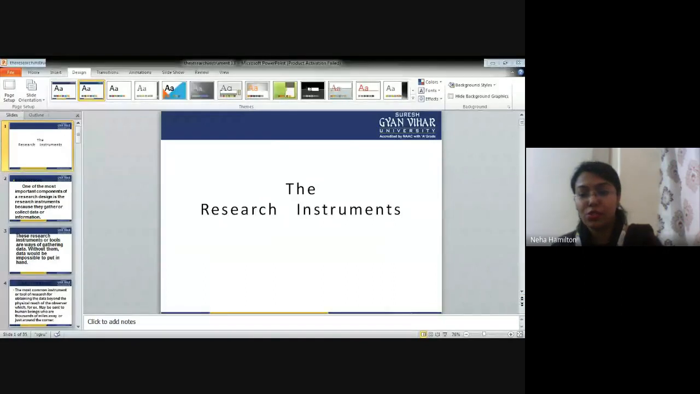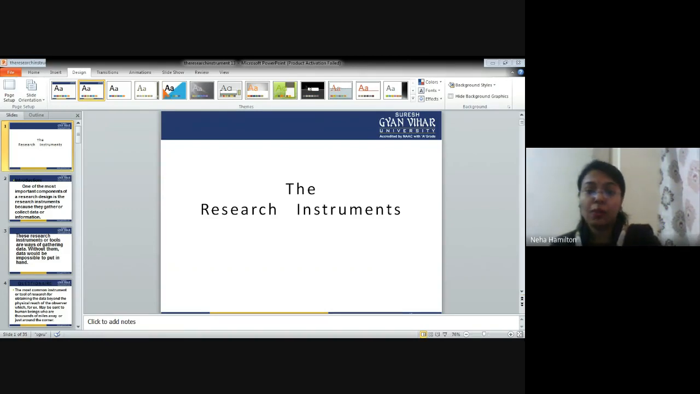So today we are going to cover all the research instruments, which are a very important part to execute any research successfully. If you do not have a research instrument, then you do not have any medium for data collection. So basically, the research instrument serves as a medium for you to collect data, right?